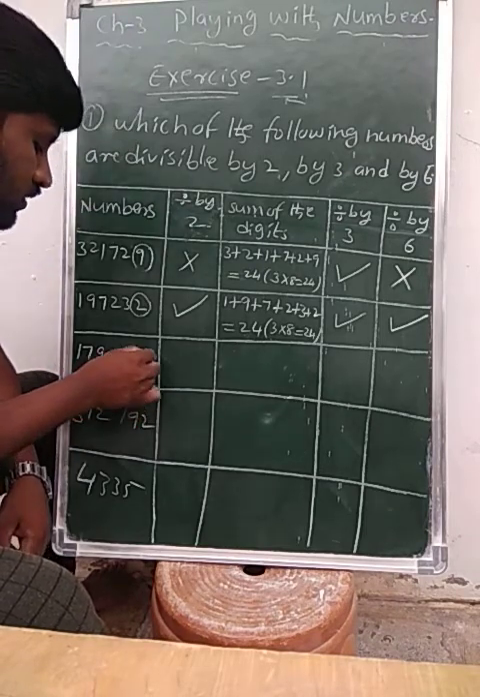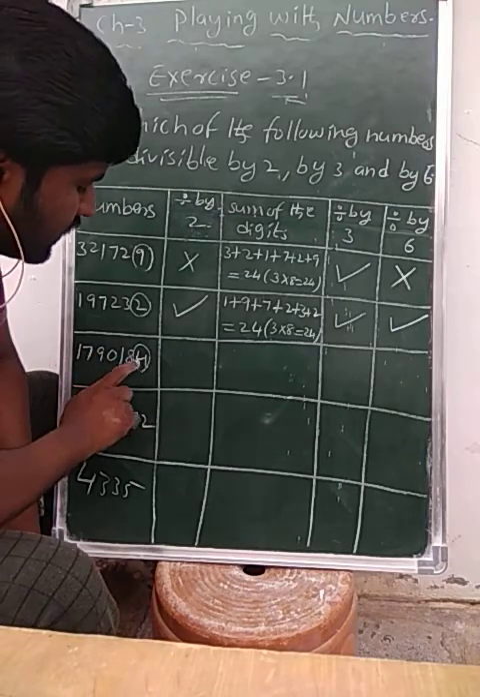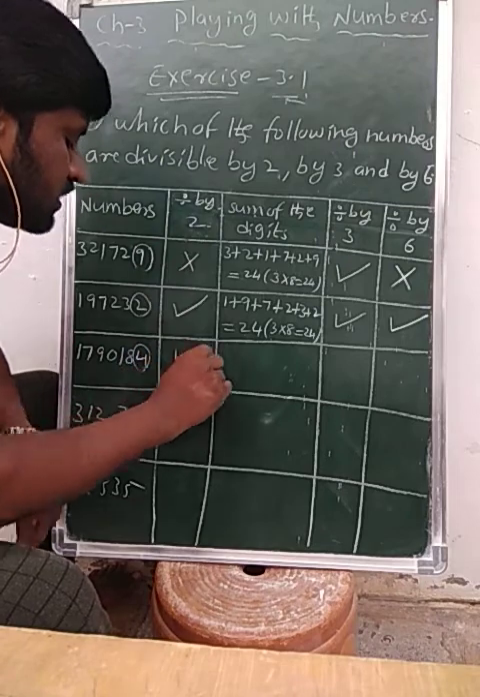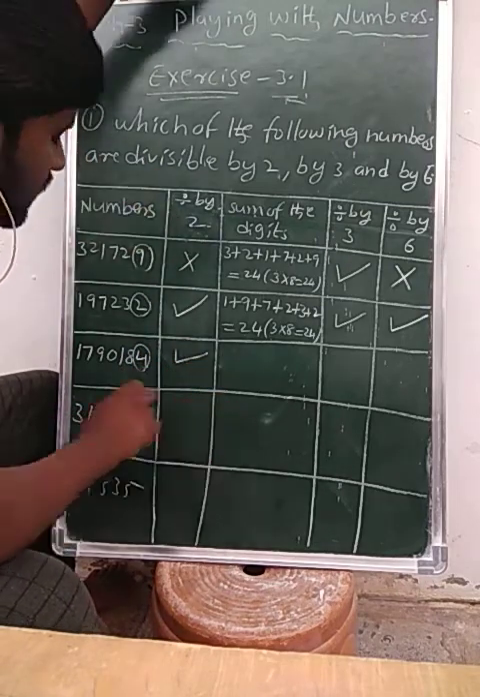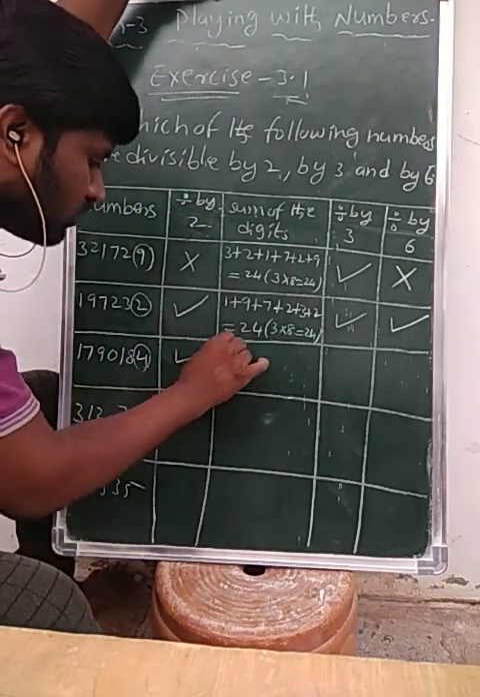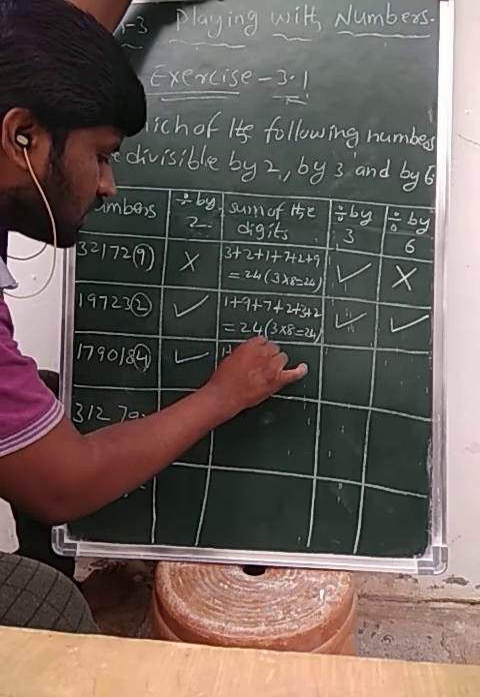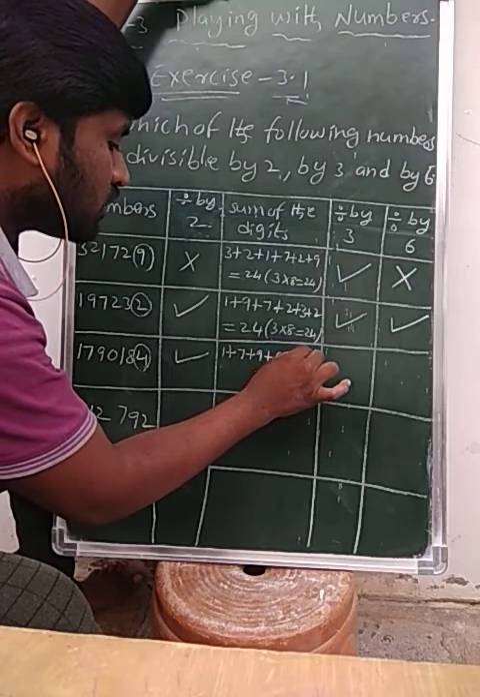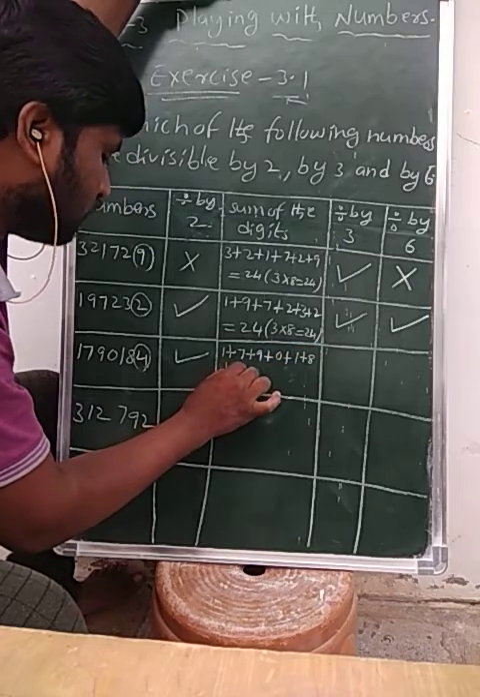Now the next number, 17,90,184. What is the unit digit? The ones place number is 4. Yes, the unit place digit is 4, so it is divisible by 2. Then check the sum of the digits of the number: 1 plus 7 plus 9 plus 0 plus 1 plus 8 plus 4.